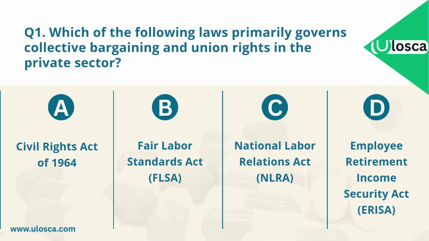Question 1. Which of the following laws primarily governs collective bargaining and union rights in the private sector? A. Civil Rights Act of 1964. B. Fair Labor Standards Act. C. National Labor Relations Act. D. Employee Retirement Income Security Act. Which one is the correct answer?